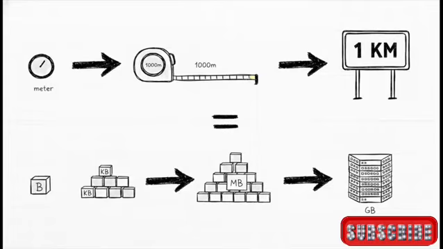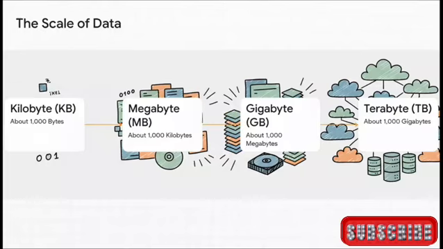And it's the exact same idea with data. We use prefixes like kilo, mega, giga, and tera to talk about these huge amounts. And believe me, the scale just explodes from here. Each step you take up this ladder is roughly 1,000 times bigger than the one before it. A kilobyte, that's about 1,000 bytes. A megabyte, 1,000 kilobytes. A gigabyte, 1,000 megabytes. And a terabyte, you guessed it, 1,000 gigabytes. The jumps are just absolutely massive.